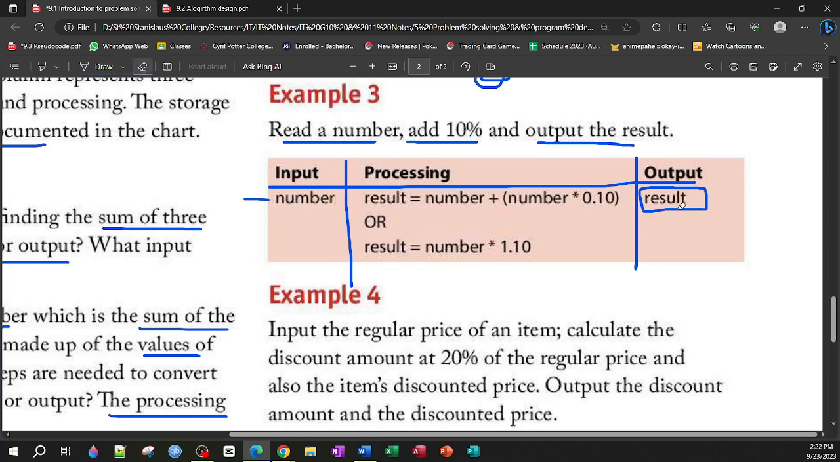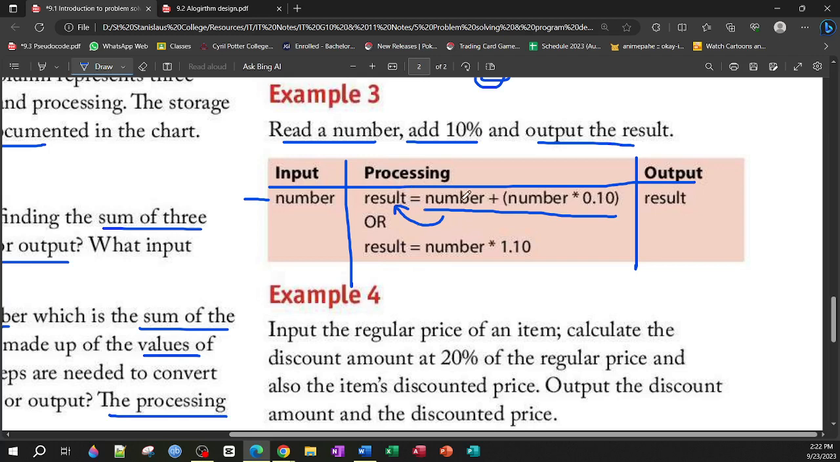So as we can see the word result in the output column, notice you can also see that word result in the processing column. So this is another method of writing your calculation. With this method, we carry out the calculation that is on the right hand and then store it into what is on the left hand.